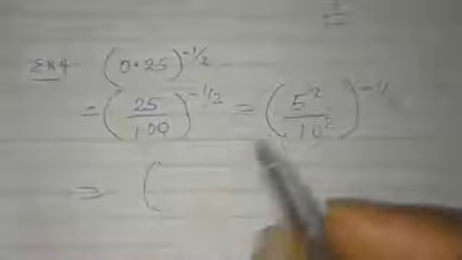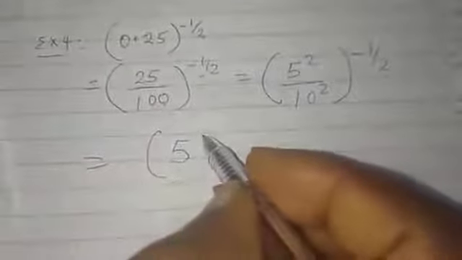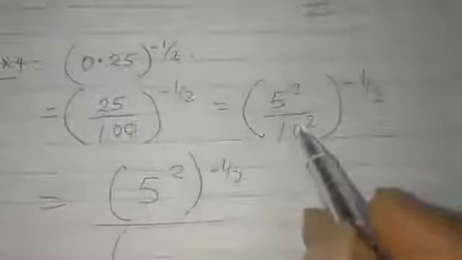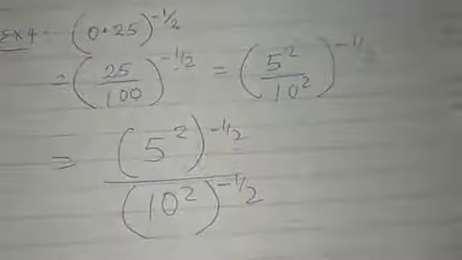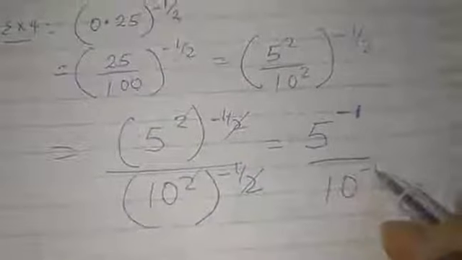By indices, as we have said before, if they both have power in division and in multiplication, we take the power starting from this one, 5 squared raised to power minus half, then divided by this one again, 10 squared, then raised to power minus half again. From that place, you see that 2 cancels 2. What we have left is 5 to the power of minus 1. Likewise, this cancels this. This is 10 to the power of minus 1.